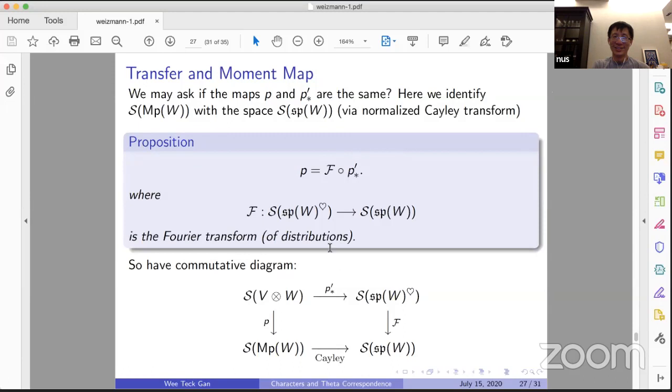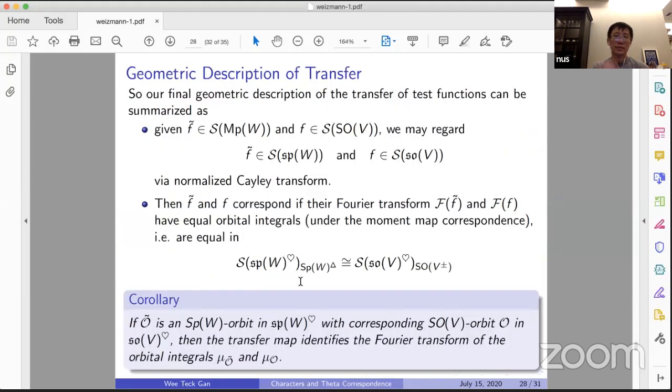Now here, the Fourier transform is in the sense of distributions, because when I do the integration by fibers, I just get functions on an open set. So I have to interpret this as distributions. So to summarize, the geometric description of the transfer is: you give me two functions f tilde and f. I first use the KD transform to think of them as functions on Lie algebras, and then I say that they correspond if their Fourier transforms have the same orbital integrals under the moment map correspondence.